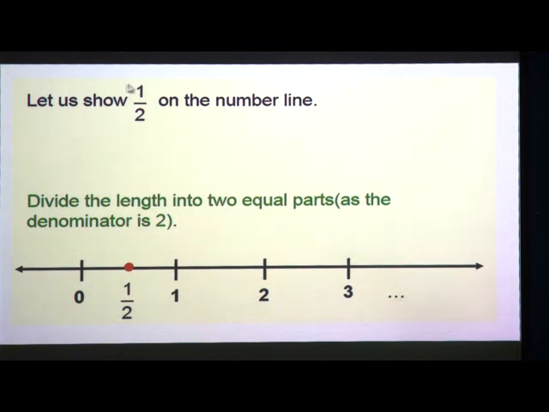Now, see, 1 by 2 is nothing but half. So, we have to divide the length into two equal parts. So, what can be half? From 0 to 1, in between we have half. So, we have denoted 1 by 2 in between 0 and 1. So, it is 1 by 2.